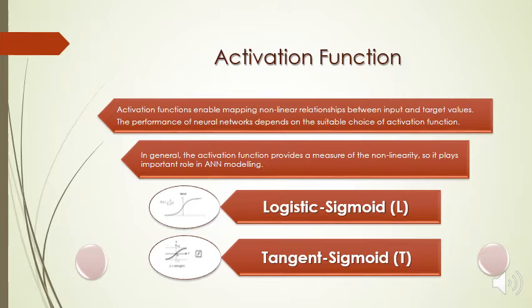Activation functions enable mapping nonlinear relationships between input and target values. The performance of neural networks depends on the suitable choice of activation functions. In general, the activation functions provide a measure of nonlinearity, so they play an important role in artificial neural network modeling. And we can see the most common activation functions are the logistic sigmoid and tangent sigmoid functions.